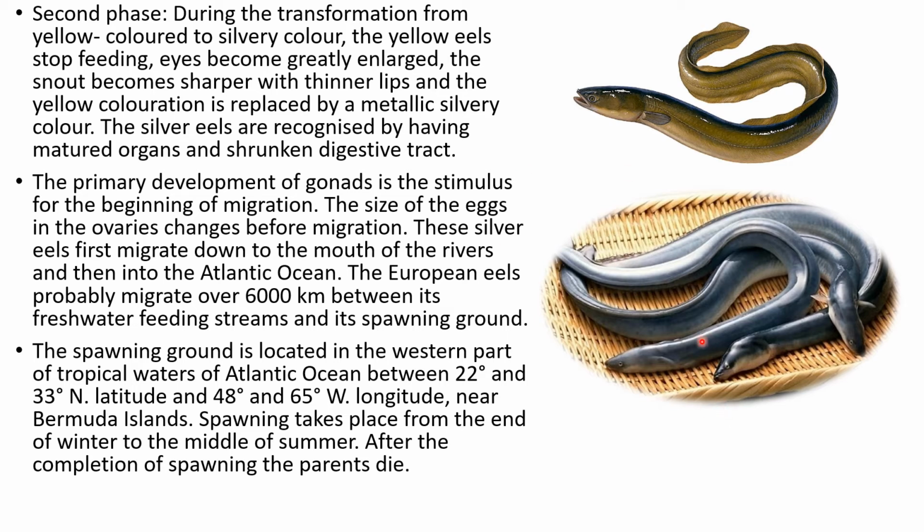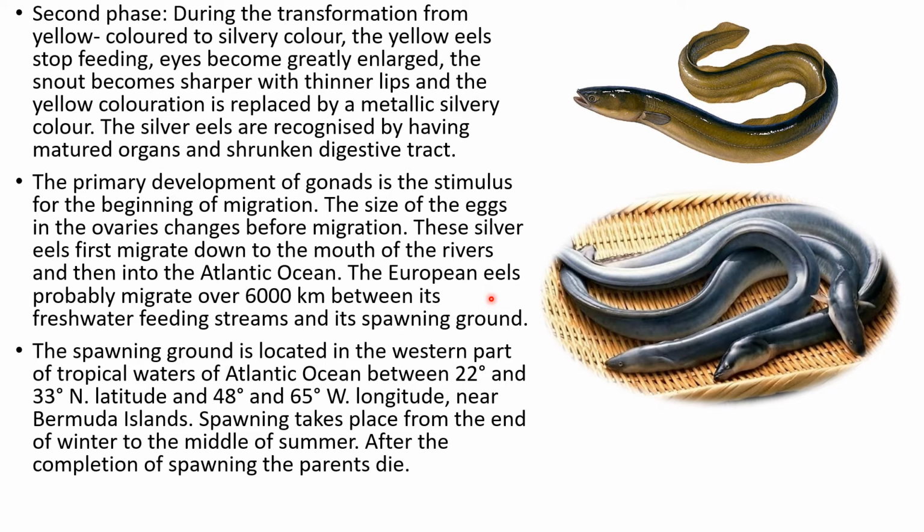Instead, you can see other organs of reproduction fully matured and ready for reproduction. The primary development of gonads is the stimulus for the beginning of migration. The size of the eggs in ovaries changes before migration. These silver eels first migrate down to the mouth of the rivers and then into the Atlantic Ocean.